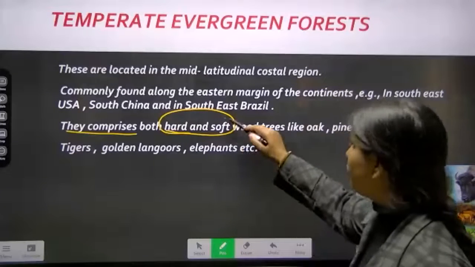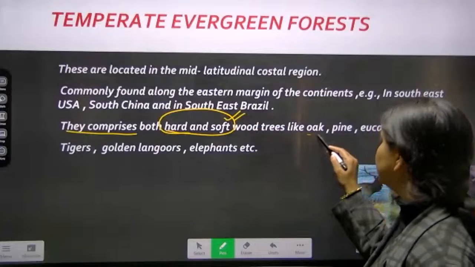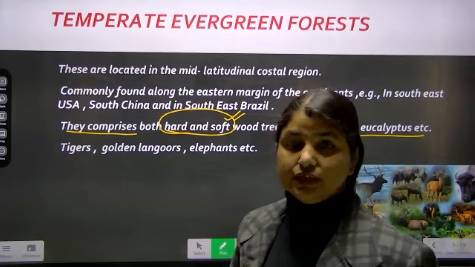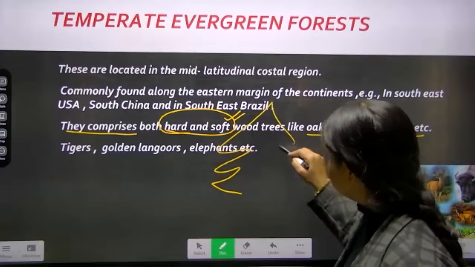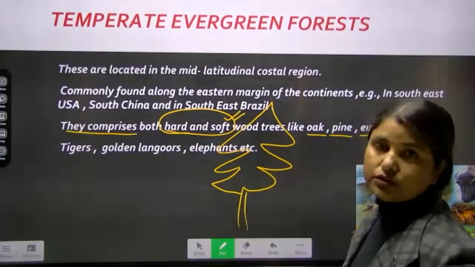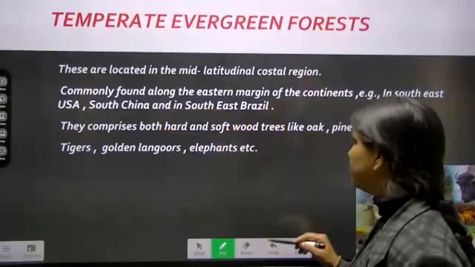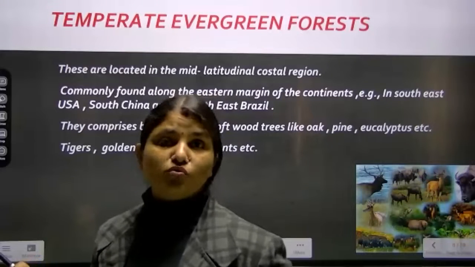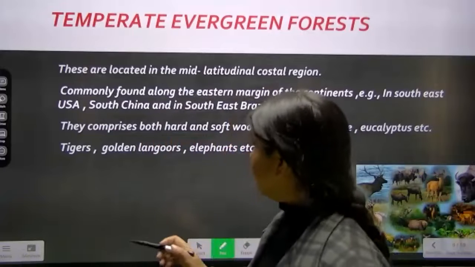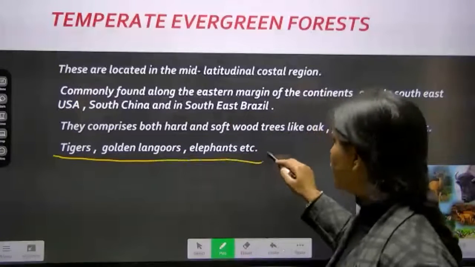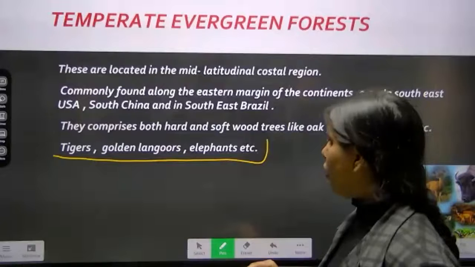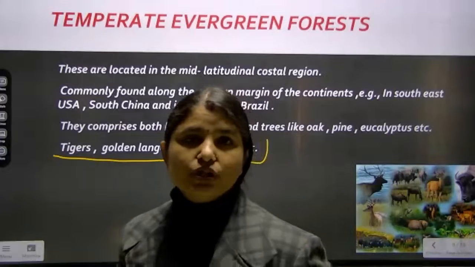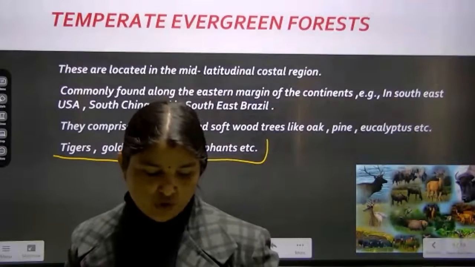Besides that, it is saying hardwood and softwood both we can find there, like oak, pine, eucalyptus, etc. Here if you see the trees, they are cone shaped. That type of trees we find there because they are in the higher altitudes, and there the shape of the trees is like this, so they can protect themselves from the snow falling also. Besides that, the animals we find here are tigers, golden langurs, elephants, etc. On page number 41, the figure of the golden langur is given there. If you want, you can see it.